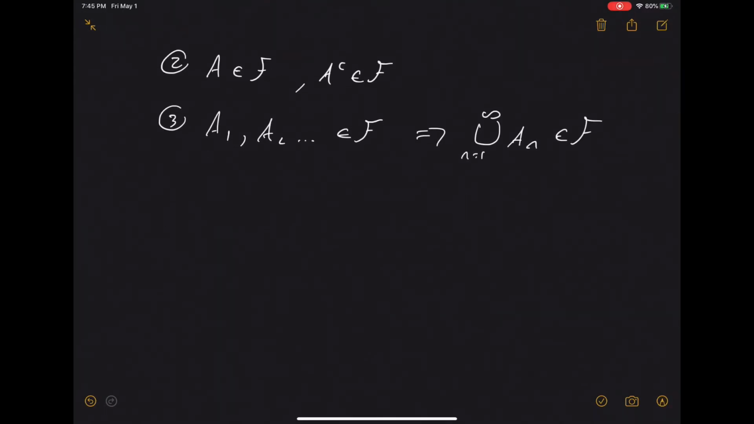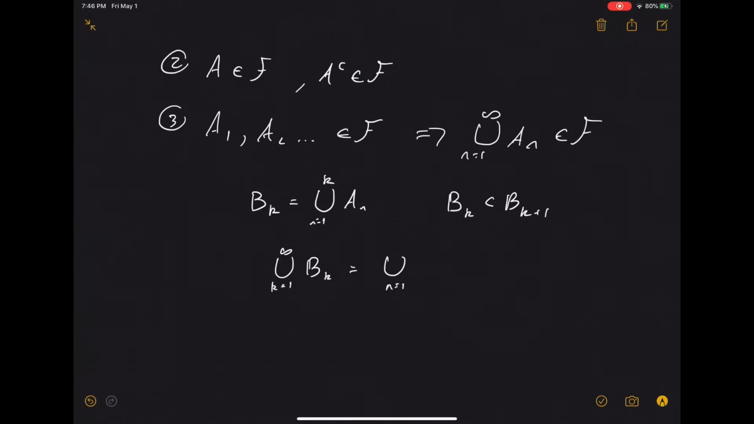The fifth axiom doesn't state it directly, but let's call Bk the union of the first k sets An. Okay. Well, we see Bk is a subset of Bk plus 1, clearly. And actually, we have the infinite union of Bk. That should be the same as the infinite union of the An, right? You can check this on your own.